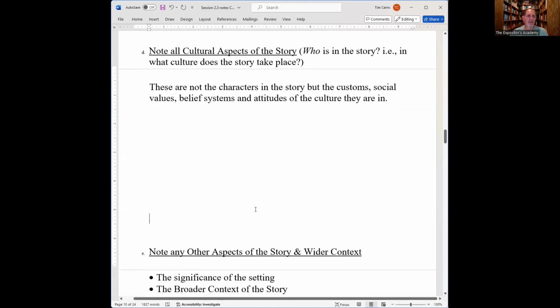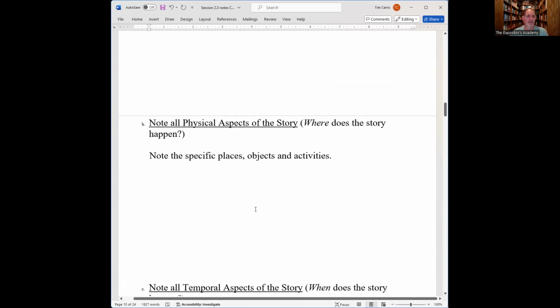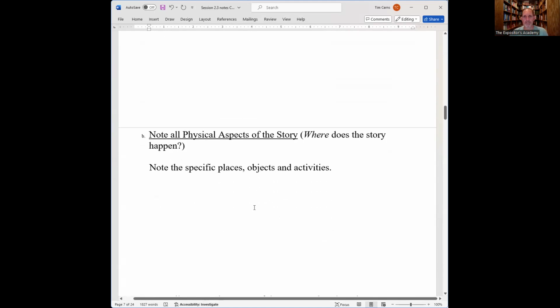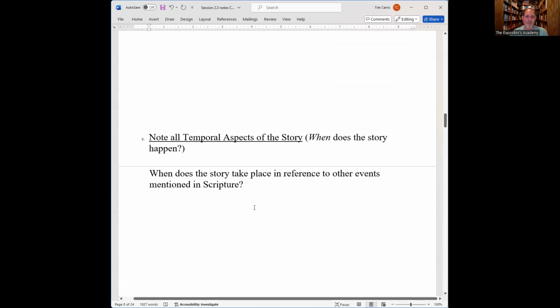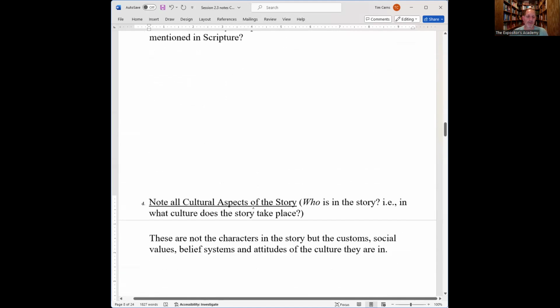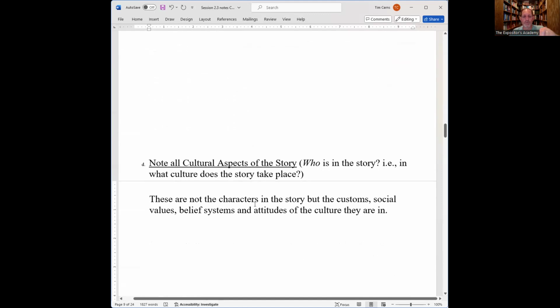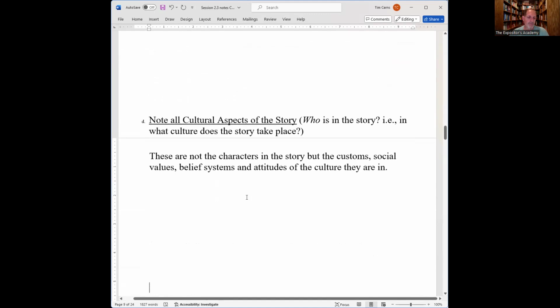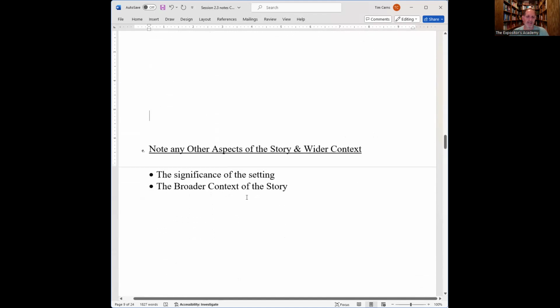And then finally, the last thing. We want the where of the story, the physical aspects. We want the when of the story, the temporal aspects. We want the who in the story, that's the culture in which the characters are. And then finally, any other aspects of the story, the wider context. This might be where you point out how the story fits, where it's located in the narrative, some things like that, just general connections.